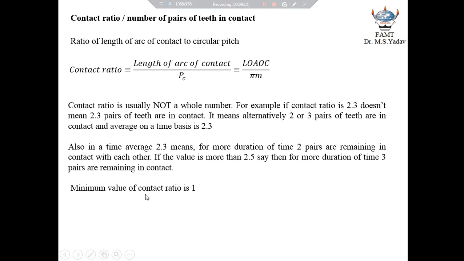Theoretical minimum value for contact ratio is obviously 1. We at least need 1 pair to remain in contact with each other to transfer the motion between the two shafts. It is always better to have larger contact ratio, especially when the gears are transmitting heavy power. The total load on the gear will be distributed between more number of pairs instead of one, and thus gears run more quietly.